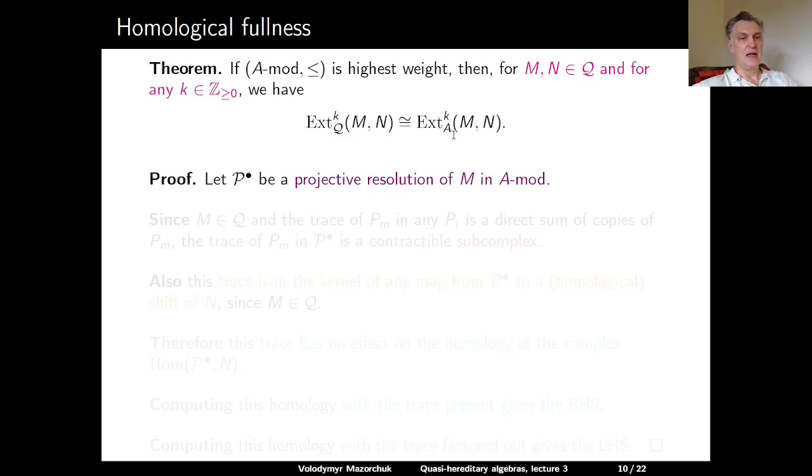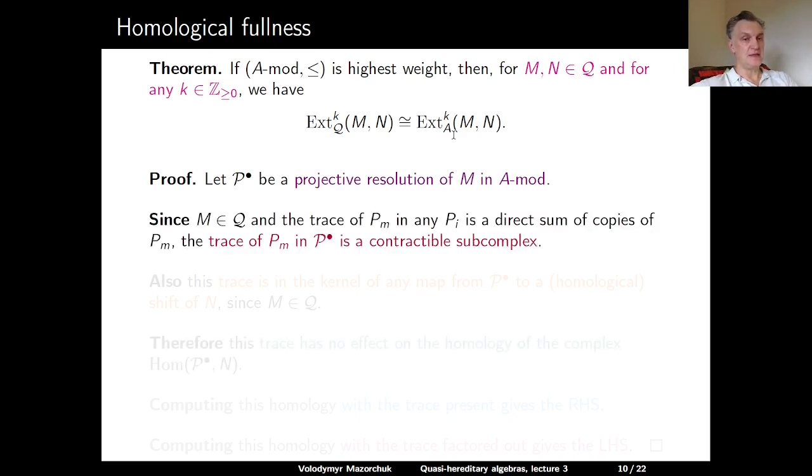Proof: let P dot be a projective resolution of M in A mod. Since M is in Q, so capital M doesn't have Lm as a subquotient, and since the trace of the projective Pm, that's a maximal projective, in any projective Pi is a direct sum of copies of Pm, the trace of Pm in our complex P dot is a contractible subcomplex.